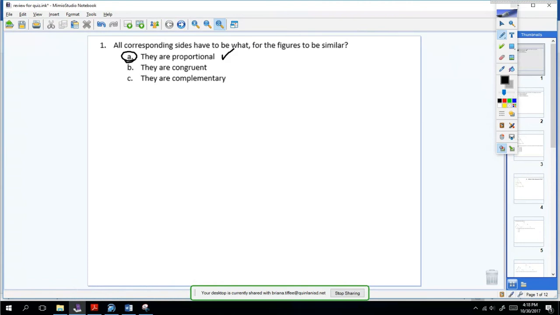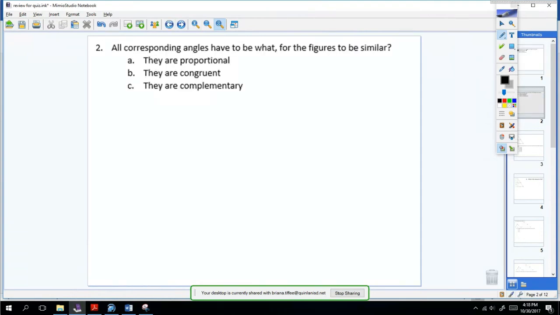You will have multiple questions on this on the quiz. Okay, all corresponding angles have to be what for the figures to be similar? All corresponding angles have to be congruent. So another word for congruent is equal. So all angles have to be congruent or equal. Please, you're going to have at least 3 questions over this one question.